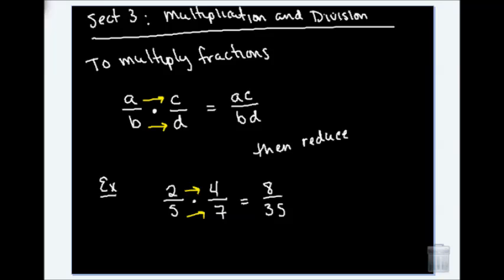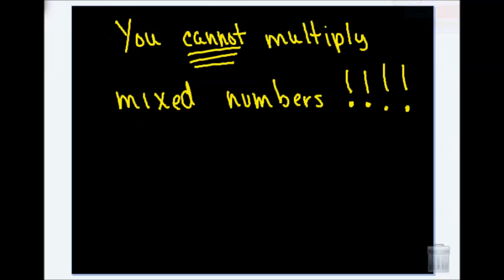You cannot multiply mixed numbers. There is no formula or pattern to do that, to take like 2 1/2 and multiply it by 3 1/4. I've seen people multiply the whole number parts and then multiply the fraction parts and be like, here you go. No. No, no, no, no, no. Very bad. You'll go to fraction timeout.